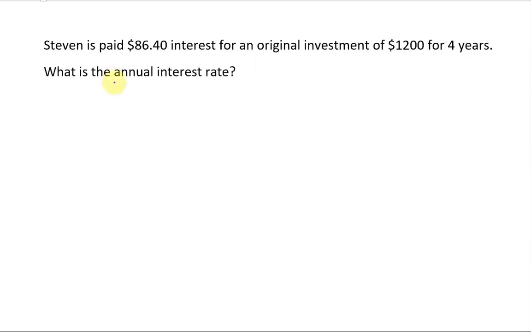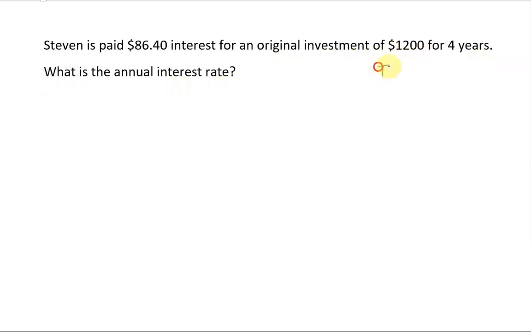Here's an example of calculating the annual interest rate on an investment when we know the amount of interest earned, the original investment, and the time or the length of the investment. The question says Stephen is paid $86.40 in interest for an original investment of $1,200 for 4 years. What is the annual interest rate?